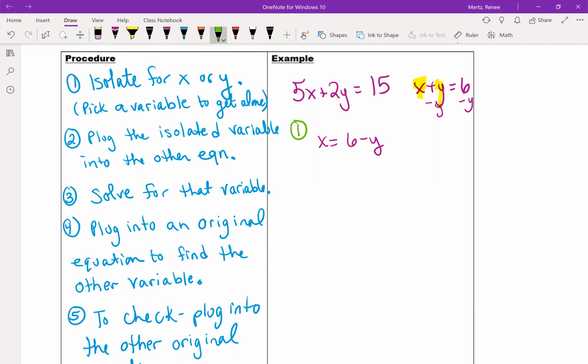Step 2, plug the isolated variable into the other original equation. So I'm going to substitute 6 minus y, and I'm going to plug it in for that x. So 5 parentheses 6 minus y plus 2y equals 15. Now I can do step 3. I can distribute, combine like terms, and solve for that variable.